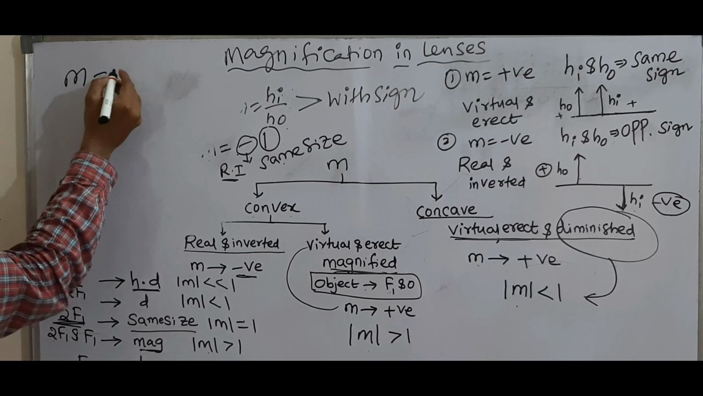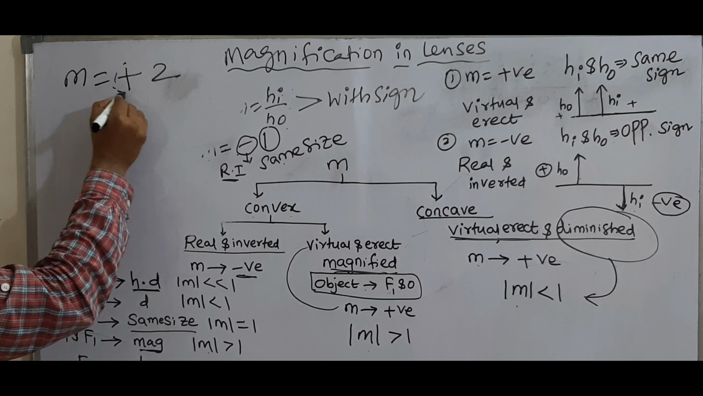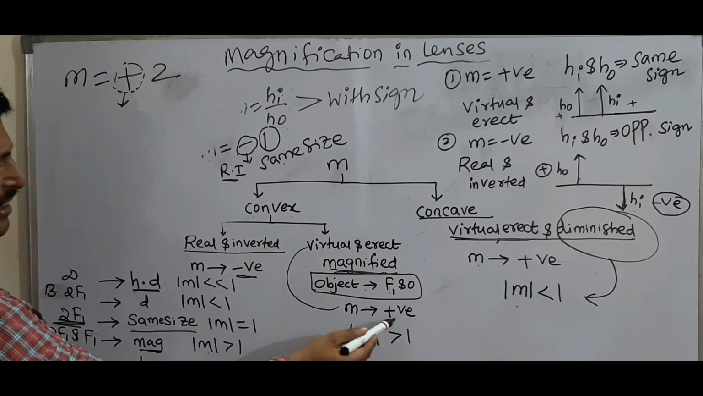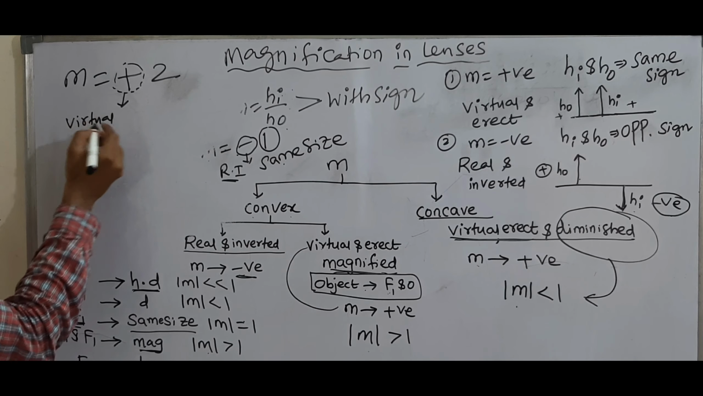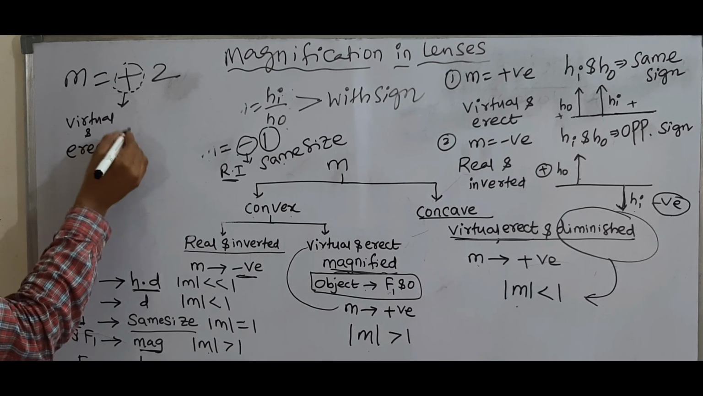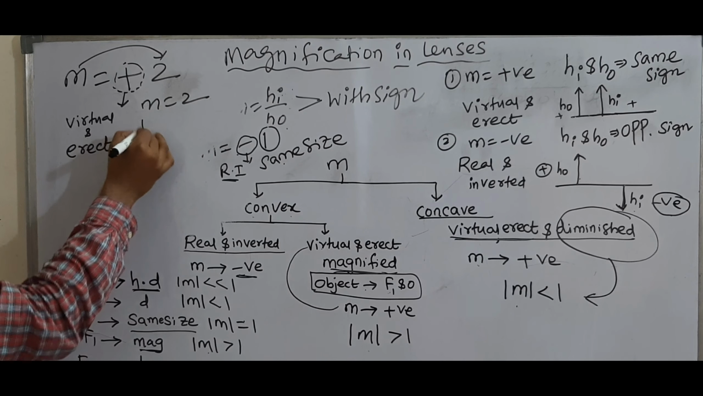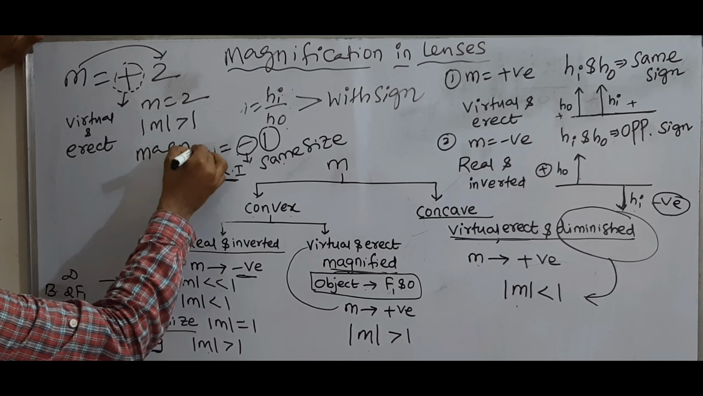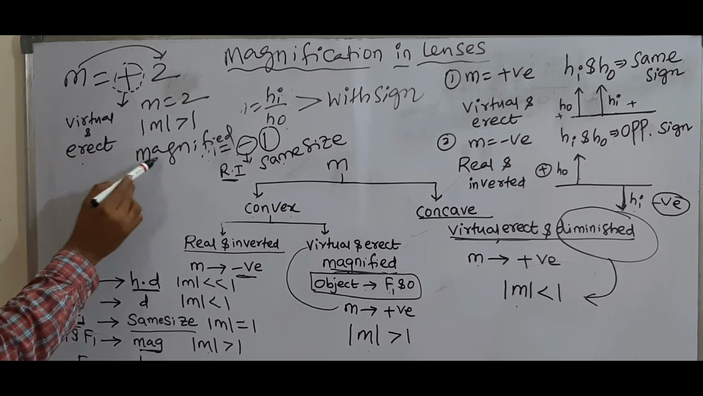Suppose magnification is equal to +2. See here, plus. Magnification is plus. Plus means which image? Magnification plus means virtual and erect image. And magnification is 2. Magnification is 2 means magnification is greater than 1. That means image is magnified. That means virtual and erect image and magnified image.